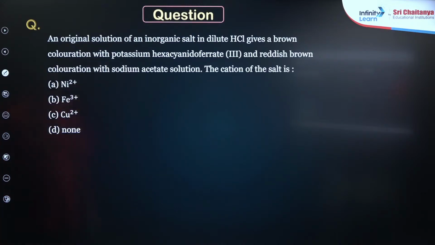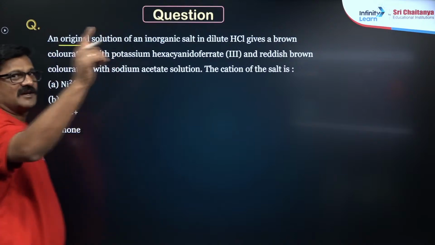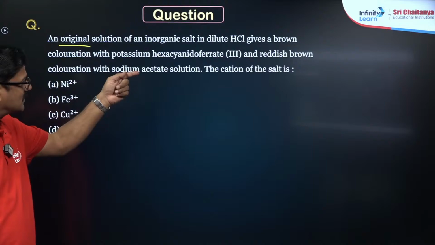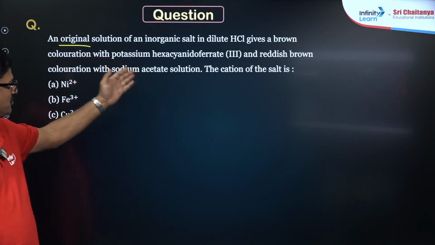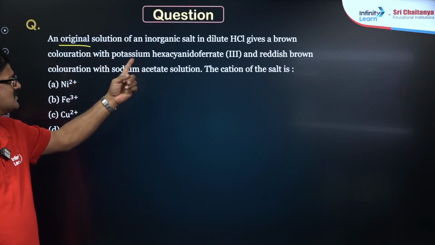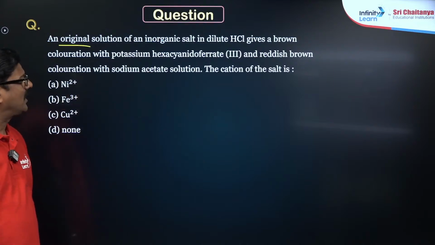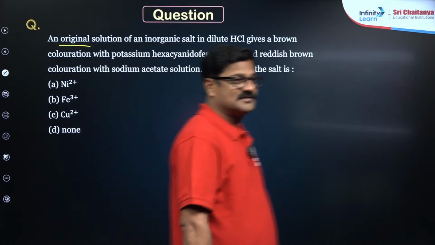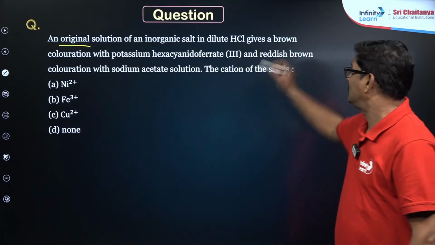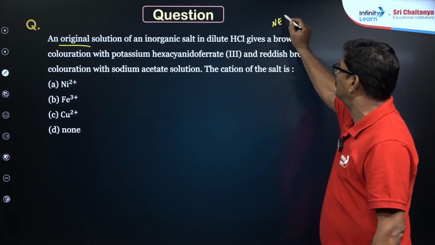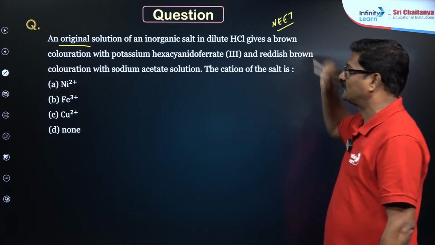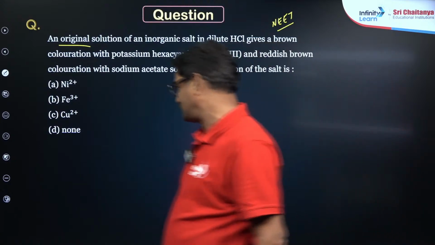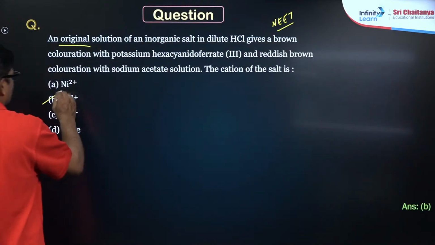And in original solution, whenever original solution means cation analysis, an inorganic salt in dilute HCl gives a brown coloration with potassium hexacyanoferrate(III), and a reddish brown coloration with sodium acetate. The cation in the salt is. This is again a perfect NEET level question. Okay, and what is that? The answer for this question is going to be Fe3 plus.